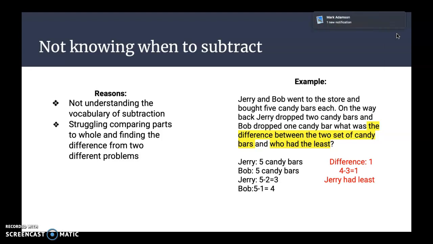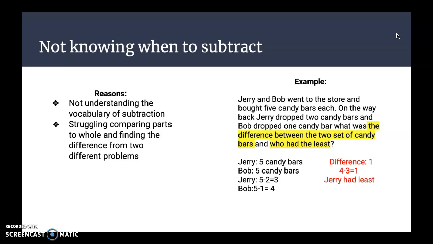Jerry went to the store and bought 5 pieces of candy bars. On the way back, Jerry dropped 2 candy bars and Bob dropped 1. So let's try to see who has the least. First, I would dissect the problem and write down who has the least amount of bars. Next, I would compare to find the difference between them. So then I would start to subtract 4 minus 3 equals 1 being the difference. And the last part, I would subtract the fallen candy bars to see who has the least amount. So that would be Jerry at 3 and Bob at 4.